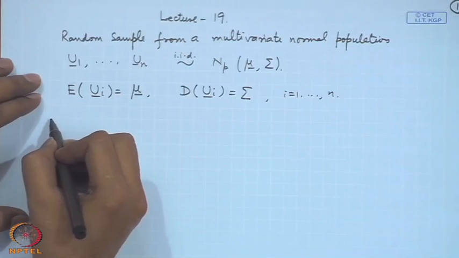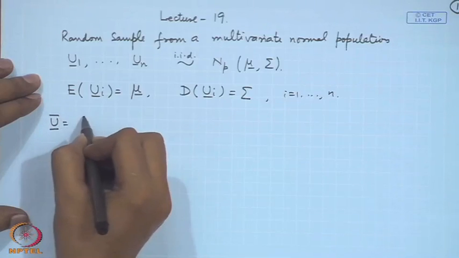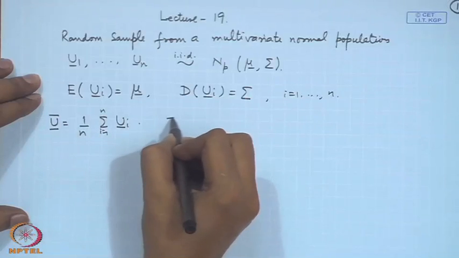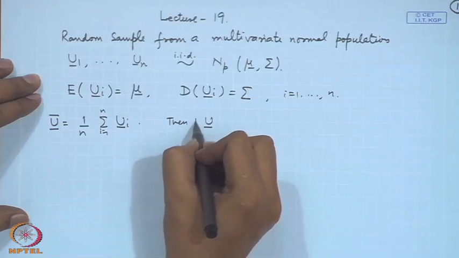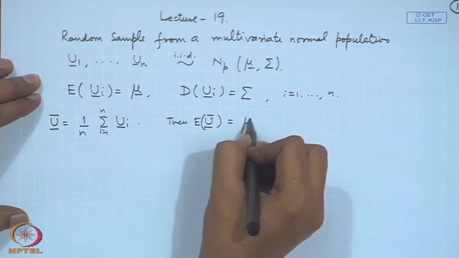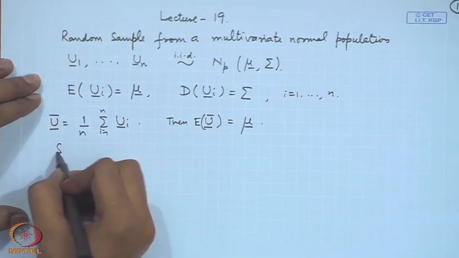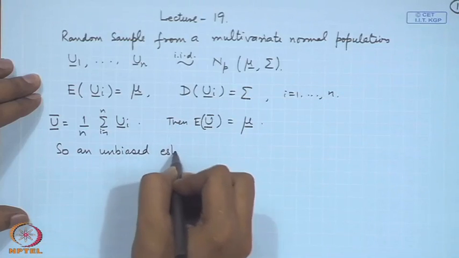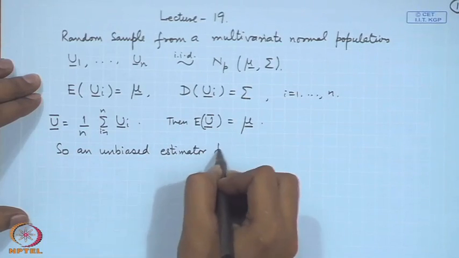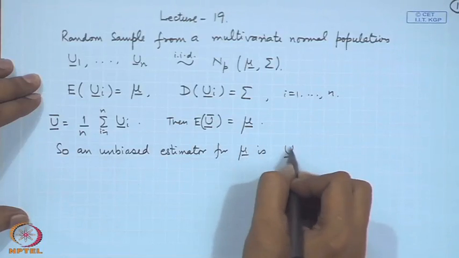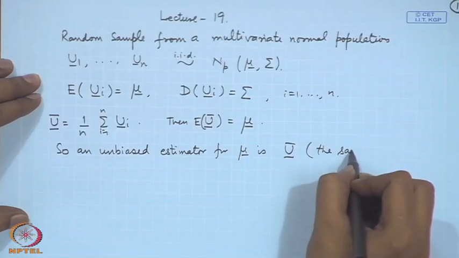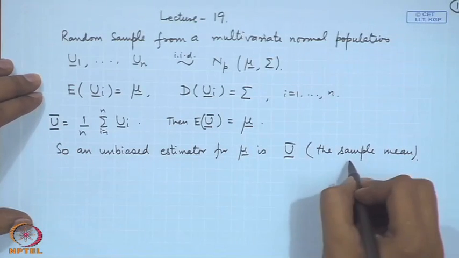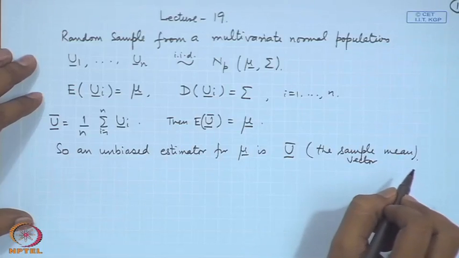Clearly, we can see that if I define U bar equal to 1 by n sigma Ui, i equal to 1 to n, then expectation of U bar will be equal to mu. So, an unbiased estimator for mu is the sample mean vector.